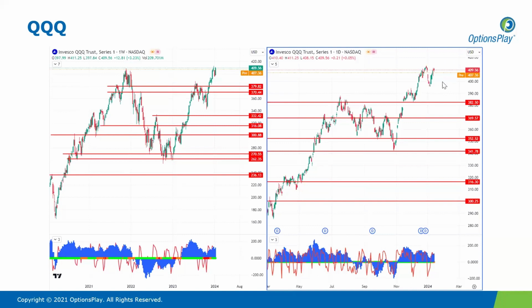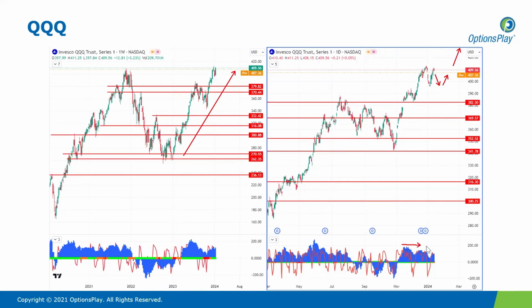So overall, S&P and the NASDAQ structure does still look quite bullish, maybe shifting to neutral in the short term. But when you look at the bigger picture, we are still in the underlying bullish trend. And therefore, it's only a matter of time before we could potentially see that upside break above 410 and continuation higher.